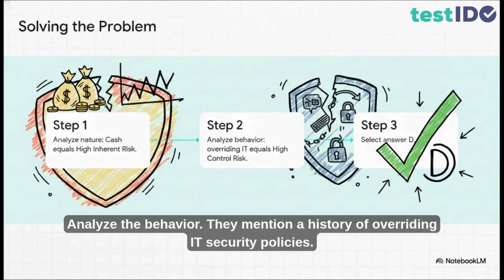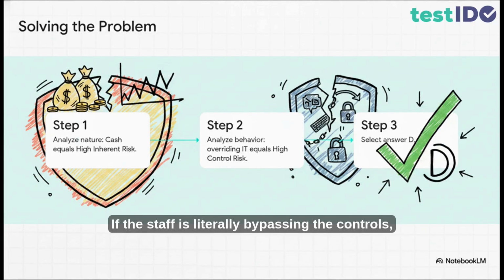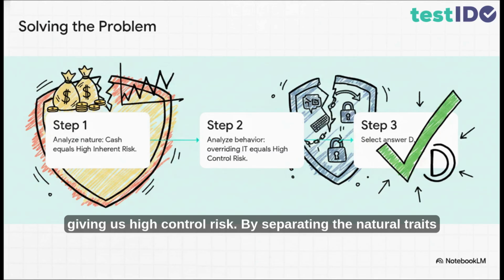Step 2, analyze the behavior. They mention a history of overriding IT security policies. If the staff is literally bypassing the controls, that shield we talked about is totally broken, giving us high control risk.